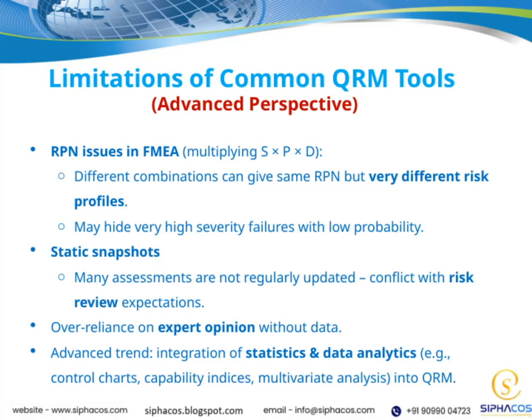Let's take a closer look at some common issues with RPN in FMEA. Specifically, when we multiply S, P, and D, one key challenge is that different combinations of severity, probability, and detection can lead to the same RPN, but actually represent very different risk profiles. This means we might overlook critical high-severity failures if their probability is low, simply because the RPN doesn't reflect the true risk. Another point is that these assessments are often static snapshots.